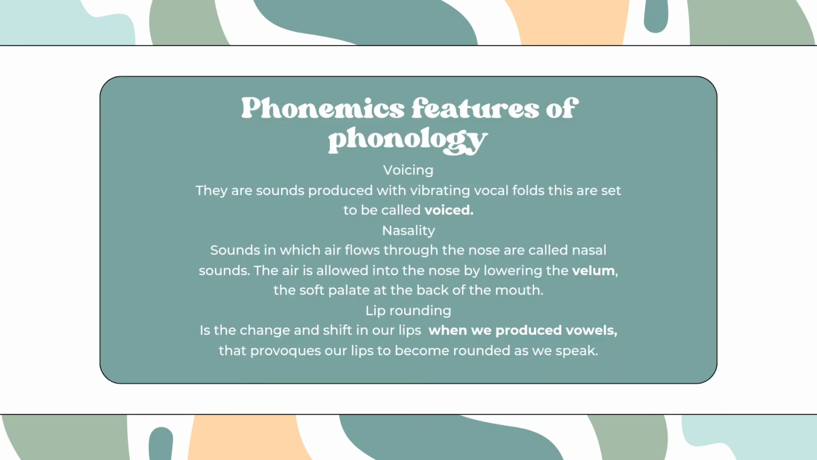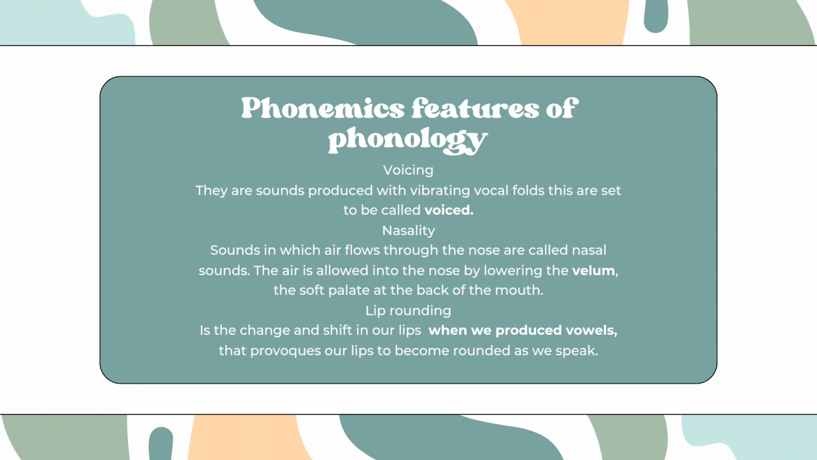Now we have phonemic features of phonology. We have voicing. They are sounds produced with vibrating vocal folds. These are said to be called voiced. We have nasality. Sounds in which air flows through the nose are called nasal sounds. The air is allowed into the nose by lowering the velum, the soft palate at the back of the mouth.